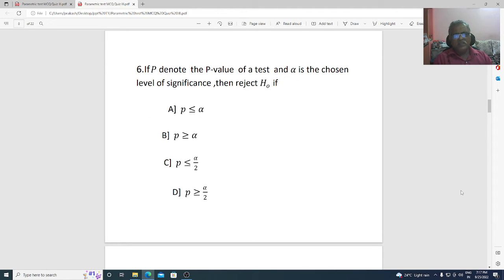Question 6. If P denotes the p-value of the test and alpha is the chosen level of significance, then reject H0 if: option A, P ≤ α; option B, P ≥ α; option C, P ≤ α/2; option D, P ≥ α/2. The correct option of this question is option A, P ≤ α.